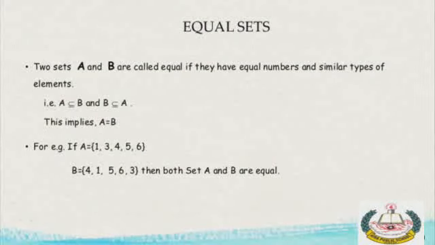Equal sets. Two sets A and B are called equal sets if they have an equal number and similar type of elements. They are also called equal if A is a subset of B and B is a subset of A. This implies A is equal to B. It is denoted by the equal sign. For example, A is equal to {1, 3, 4, 5, 6} and B is equal to {4, 1, 5, 6, 3}. Then both set A and set B are equal. Order of the elements does not matter in equal sets.